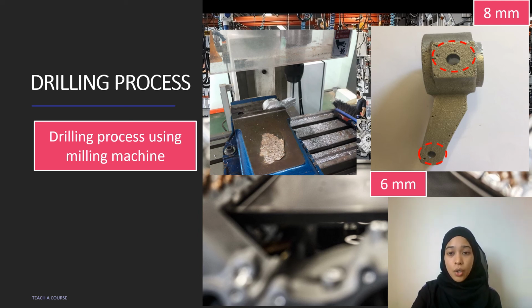To begin, we use a vernier caliper and chalk marker to measure and mark the product to make holes. Next, the tools were then set up on the drilling machine for the drilling procedure.